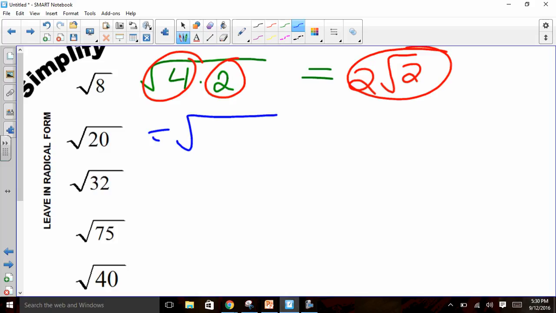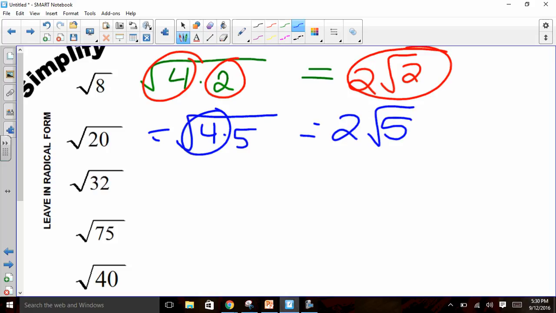So the square root of 20 is equal to the square root of 4 times 5. The square root of 4 is 2. 5 is not a perfect square, so he's just going to hang out underneath. That's my answer.